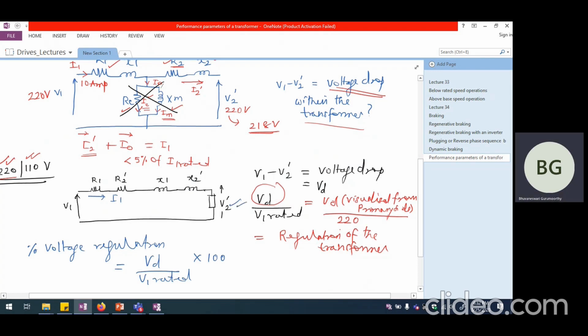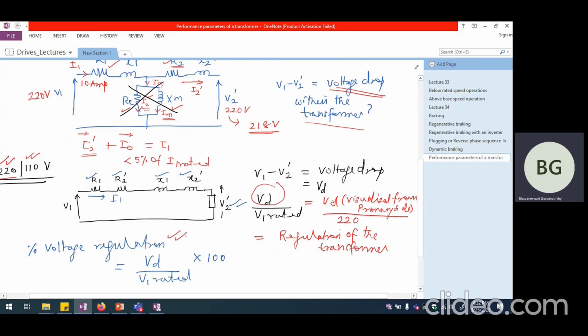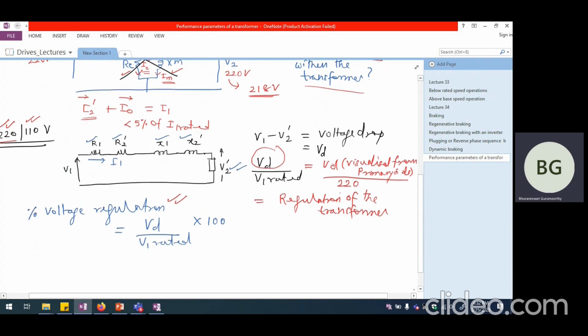If that has to happen, that means I should have these resistances to be very, very small and the reactances to be very, very small. Only then are we going to have the drop to be very, very small, in which case the voltage regulation will also be small. If the voltage regulation is small, that means we say that the performance of the transformer is really good.